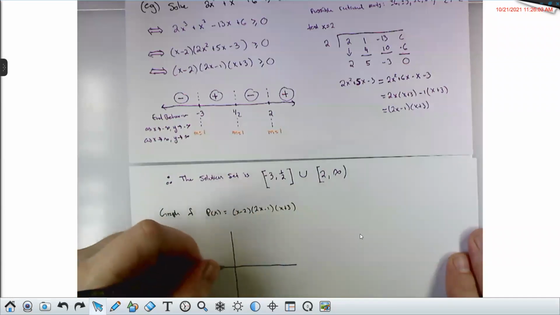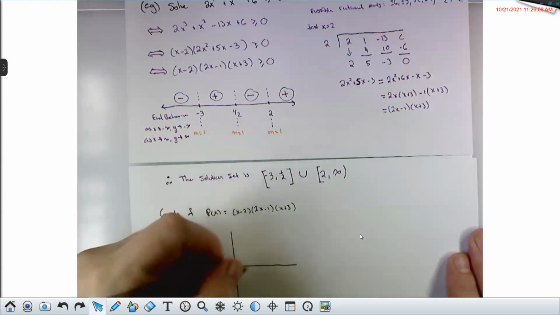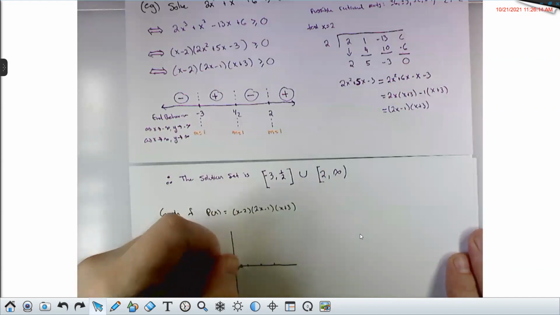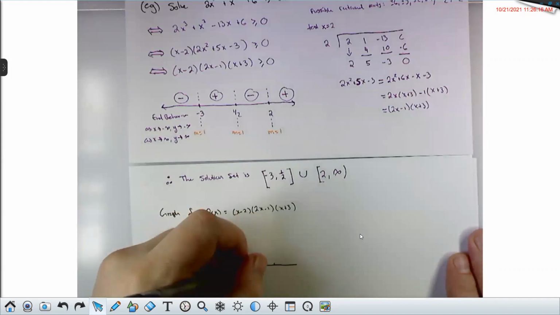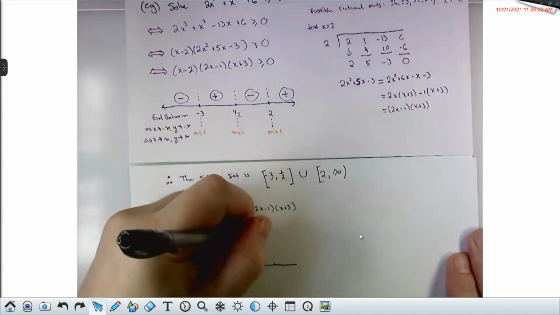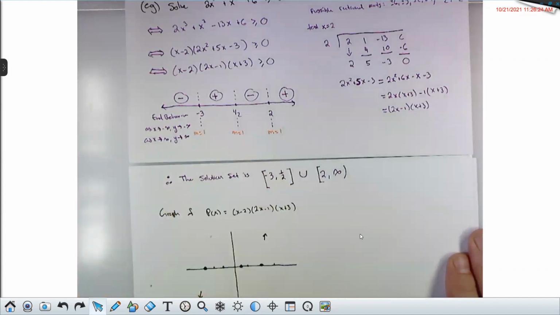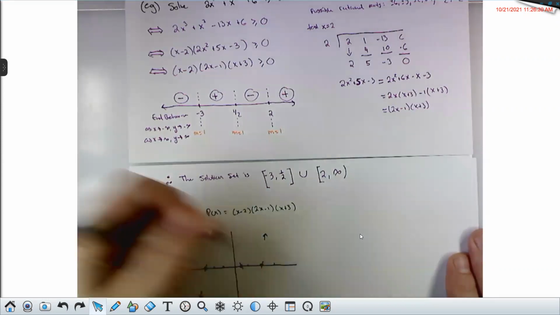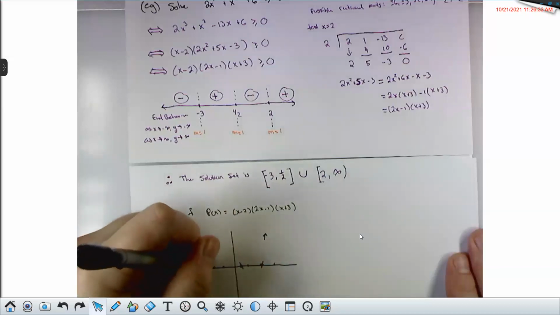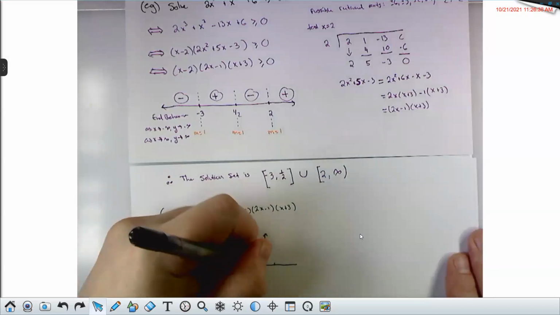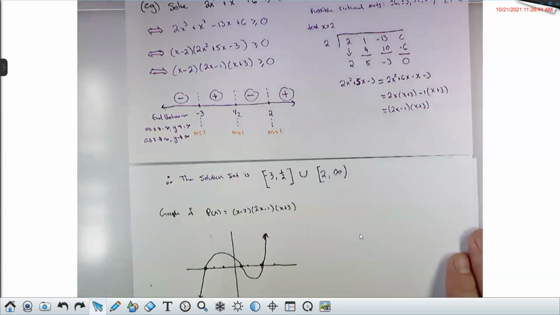I've got a root here at -3. I've got a root at +1/2. And I've got a root at +2. My end behavior I know is down on the left and up on the right, which means I have to cross like this here, and like this here. So the graph of this function is something like this.